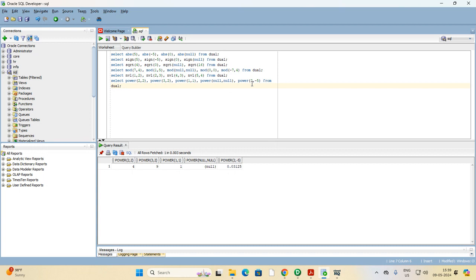And see 2 power minus 5. It gives the lower value, 0.03125. 2 power minus 5 is nothing but 1 by 2 power 5, which means 1 by 32. 1 by 32 gives the value 0.03125. This is a mathematical equation. Like this, we will get the power values.